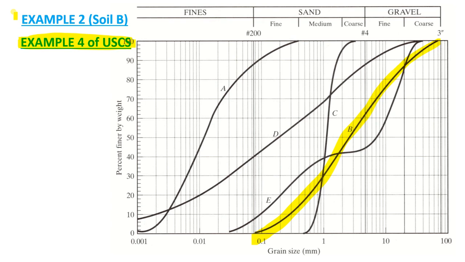Now, whenever we do the AASHTO classification, the first step is to look at the passing number 200. So here is number 200. If I go down, you see it is 0. So passing number 200 is equal to 0, which is less than 35. So this is a granular soil.